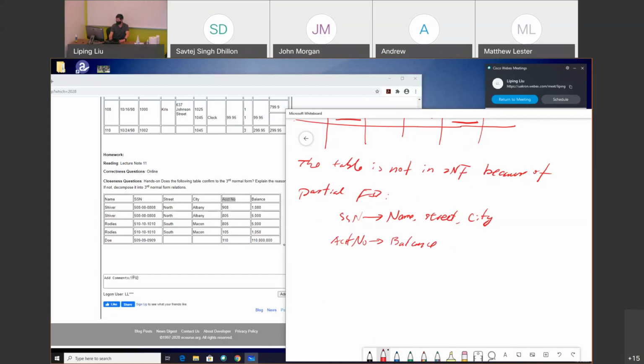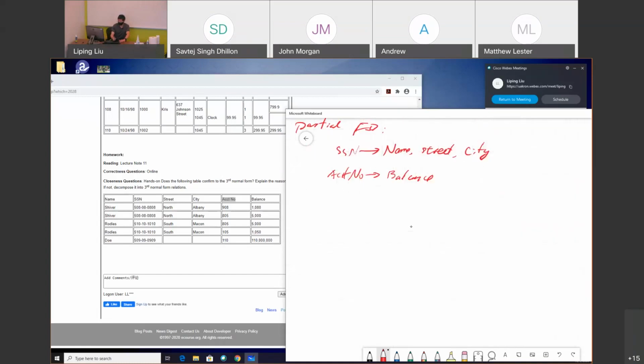Okay, so basically based on these two partial functional dependencies, then you make judgment. All right, so this is the second step. Now, third step, how do we fix? How to fix for second normal form violations?